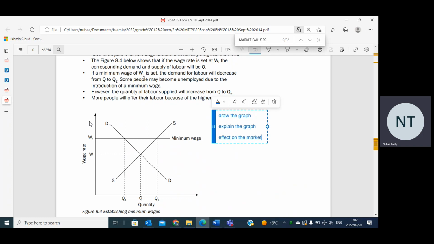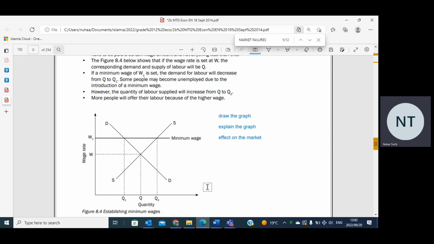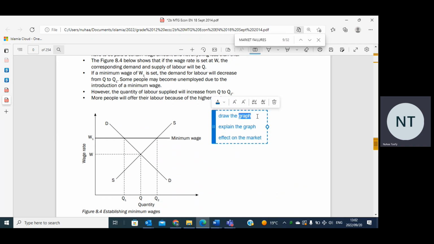Right, so let's start with drawing the graph. Always start with your axes, right? And very, very important is labeling your axis. Quantity on the side, price on the side, and here they just made it the wage rate, but the price of the wage would also be fine, right?